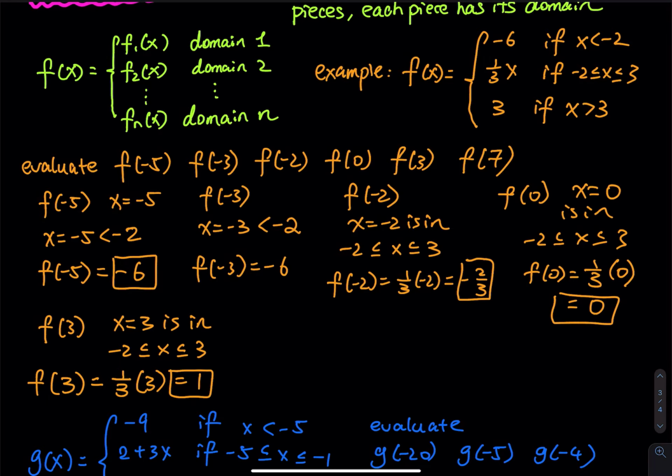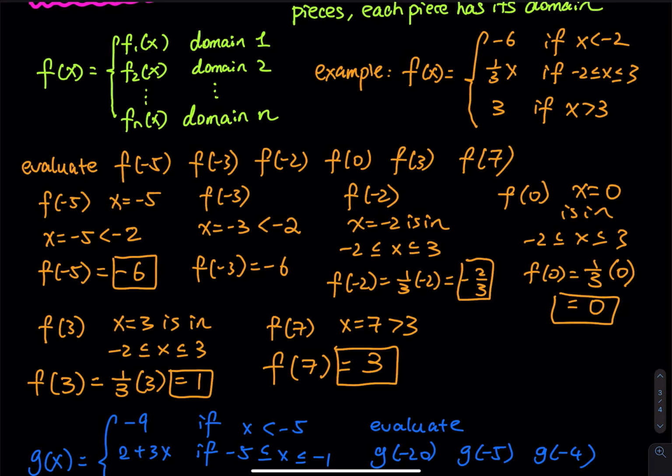And then the last one, f of 7, so we have x equals 7, which is greater than 3. So we take the last piece, and f of 7 is just equal to 3, because in the last piece we have y equals 3, always equal to 3.